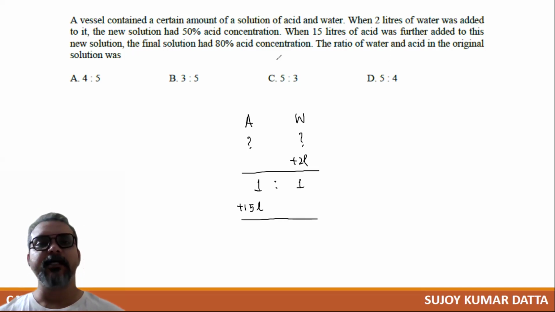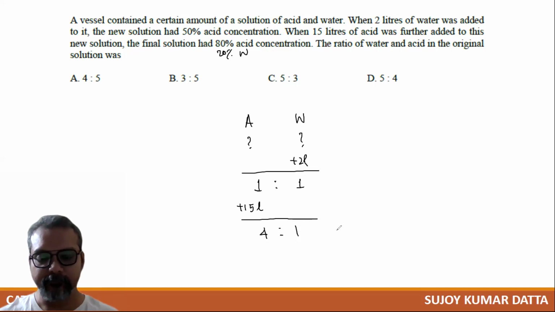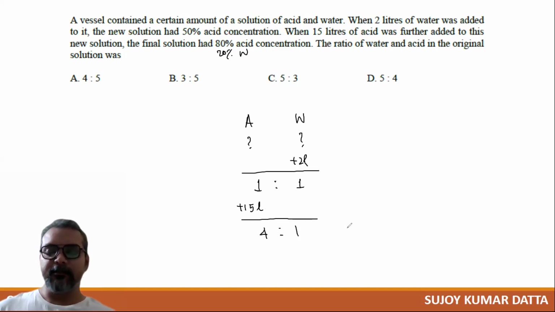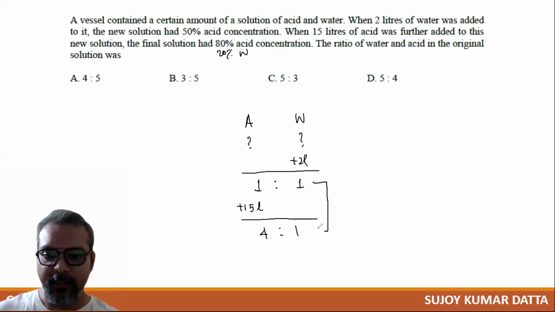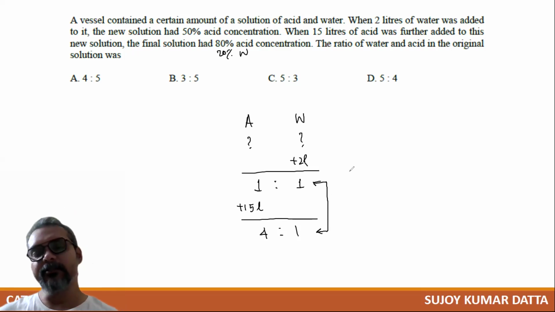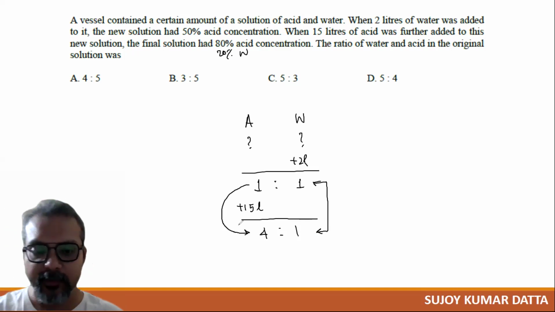And now the final solution has 80% acid, meaning the remaining 20% is water. So 4 is to 1. Now observe that you had not added water in the second step, right? So the water quantity should have been identical. So it is already identical. So that is fine. Now look, the acid quantity has changed from 1, it has become 4. So there is a plus 3.